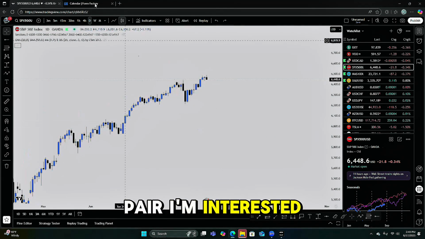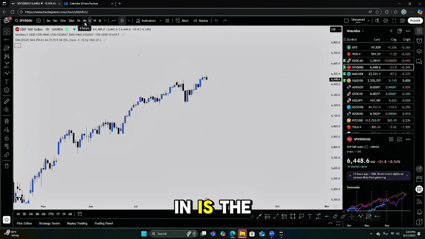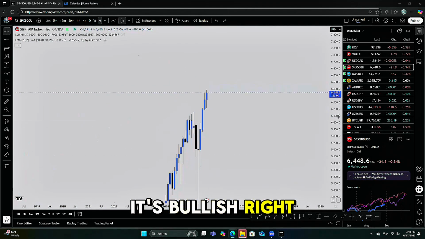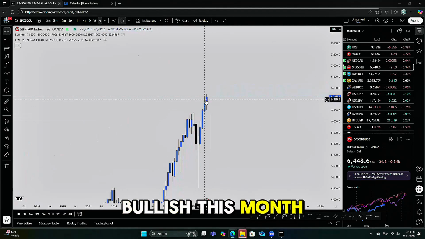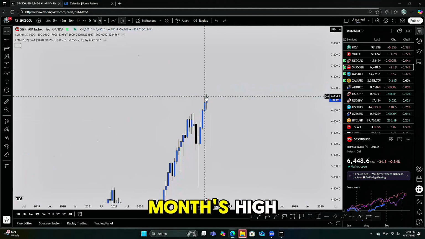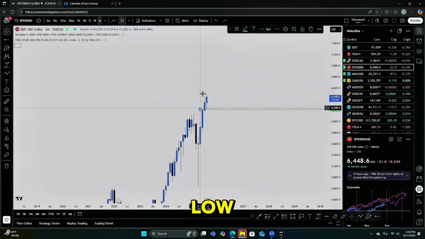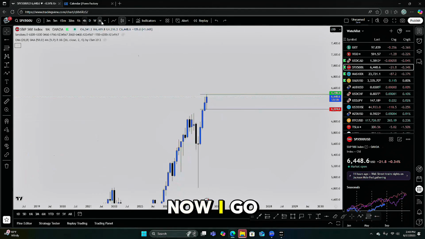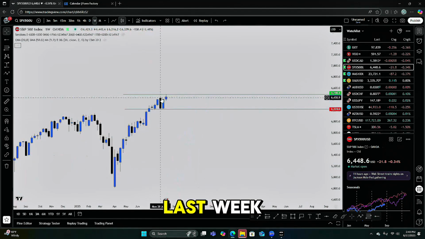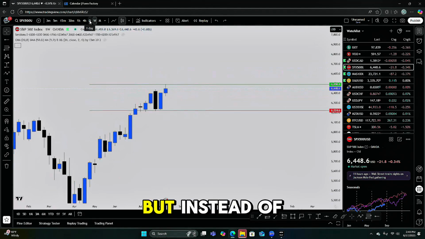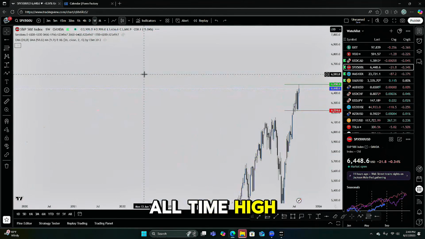So the next pair I'm interested in is the SPX 500. Like I said, I go to the monthly, it's bullish. Last month closed bullish. This month already broke last month's high. So if I mark the low and mark the high, now I go to the weekly. I see that last week closed bullish, but it's at an all-time high.